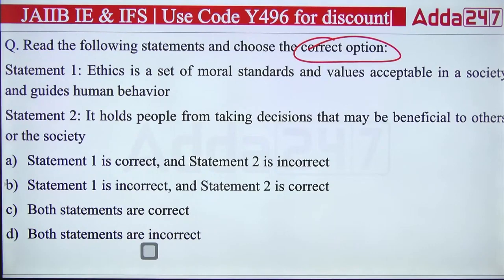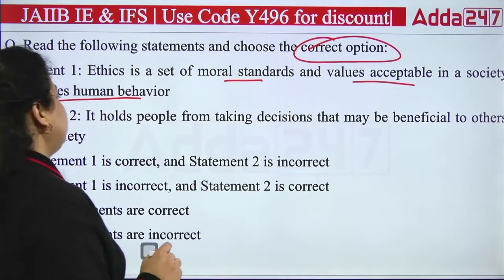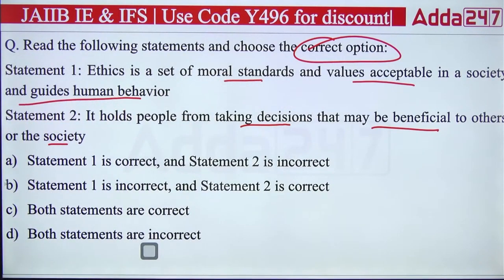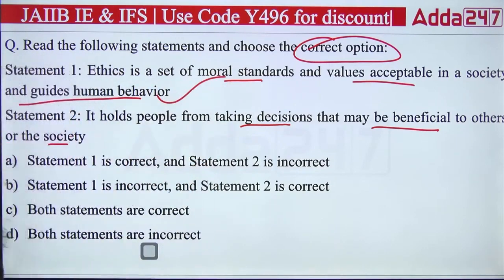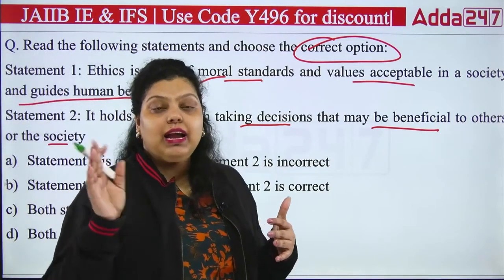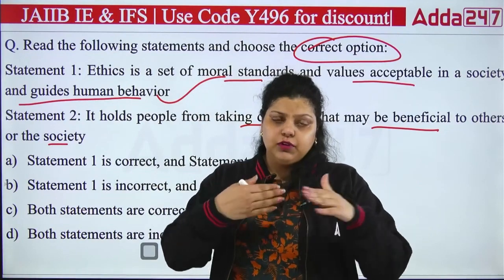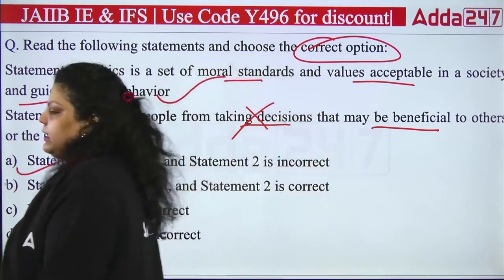Chalo. So first is saying ethics is a set of moral standards and values acceptable in a society and guides human behavior. Second, it holds people from taking decisions that may be beneficial to others or the society. So which of the following are correct here? A, B, C or D? Ethics is a set of moral standards and values which are acceptable in a society, guides human behavior. That's true. Second is saying it holds people from taking decisions that may be beneficial to others or society. No, actually ethics helps you to take decisions which are for the maximum benefit, or for the benefit of maximum people of the society. So the second is not true, but the first is true. So first is correct, second is incorrect. Right answer will be A.